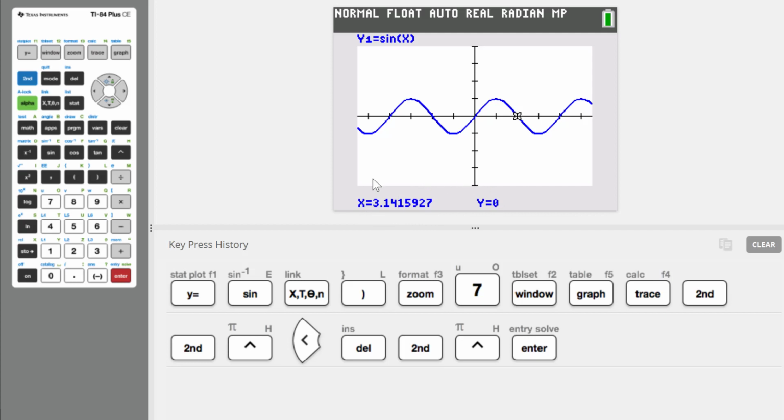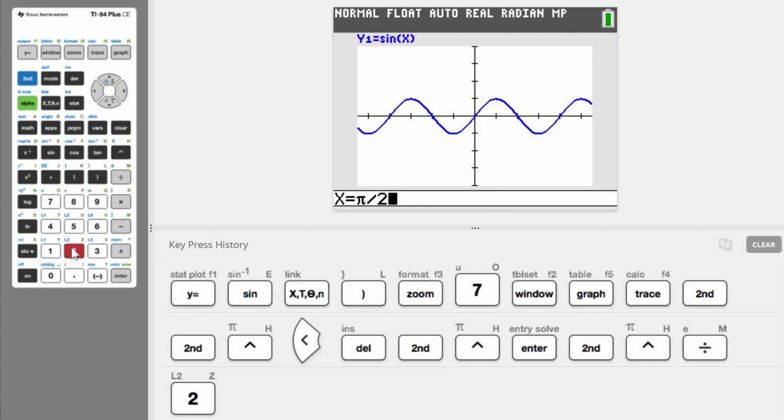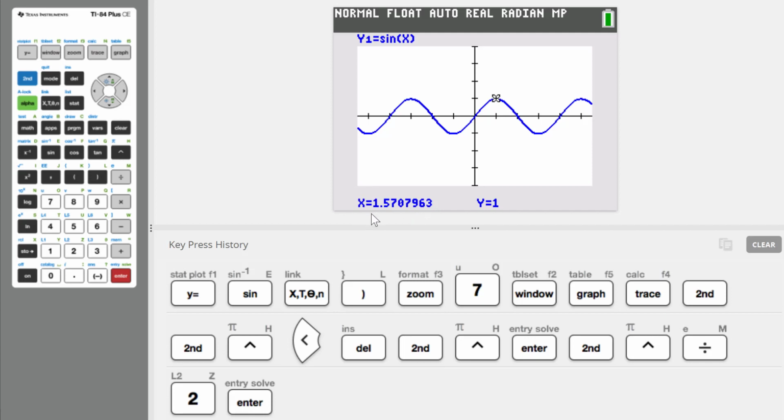I could do that with any x value that I wanted. Let's try pi over 2. I'm still in trace mode, so I just typed pi over 2. Hit enter. Sure enough, there's pi over 2 comma 1, and you can see the cursor at that spot.